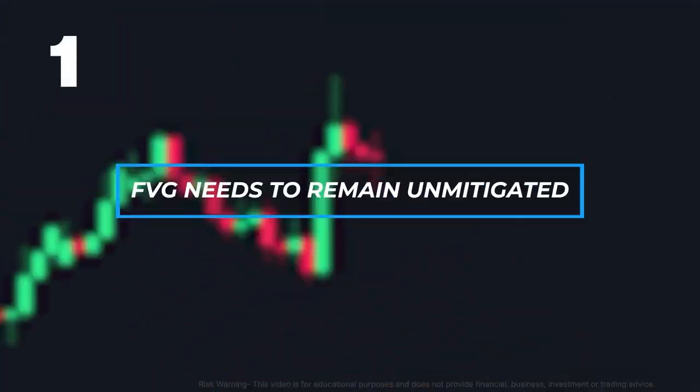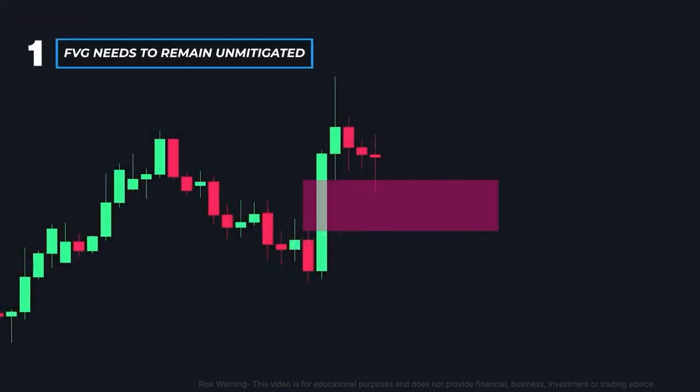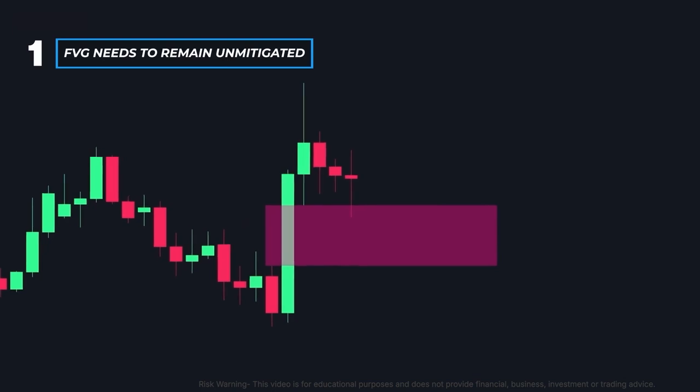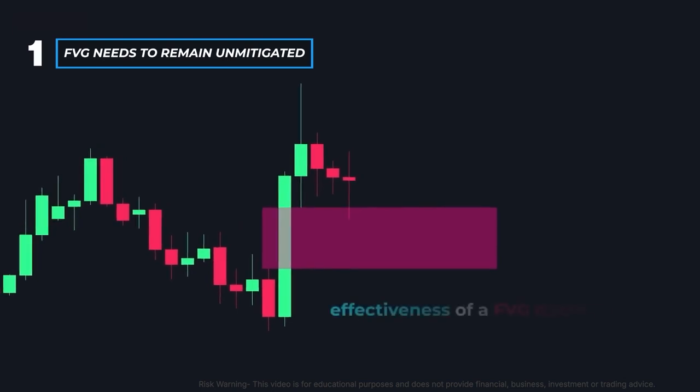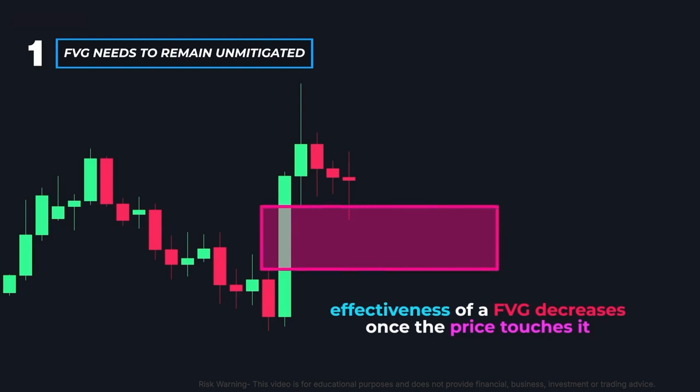Number 1. To ensure that a fair value gap has a high chance of success, it needs to remain what's called unmitigated, which means not tested. And so whenever you see a fair value gap on a chart, you need to make sure that it hasn't been retested by the price action yet, because the effectiveness of the fair value gap decreases once the price action touches it for the first time. For example, if you see a fair value gap that forms, but you also notice that the price has already retested it, then it's arguably no longer an effective fair value gap.